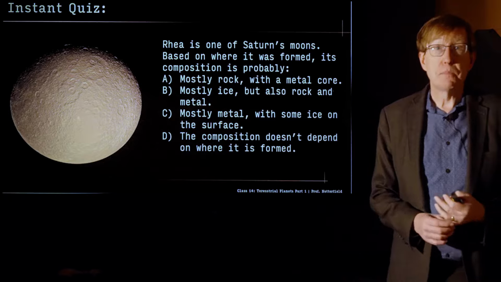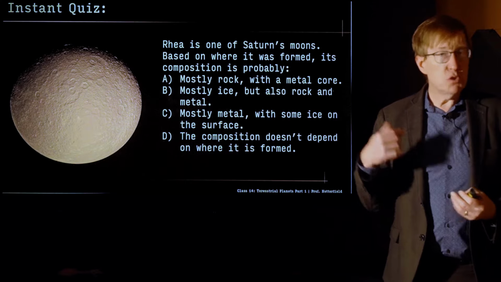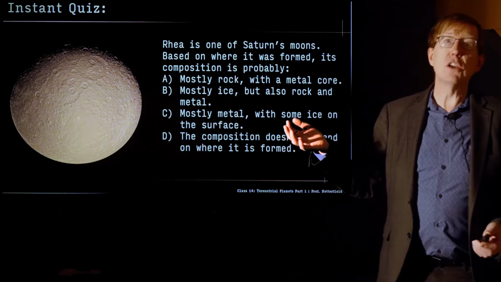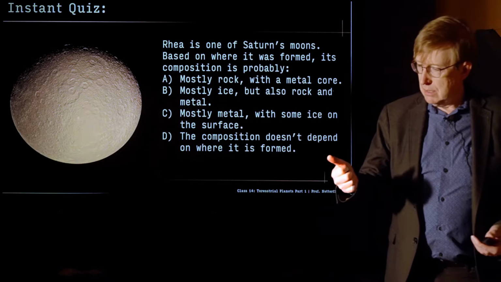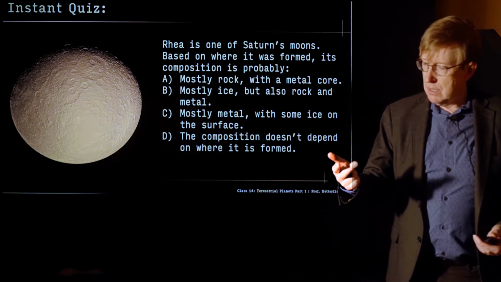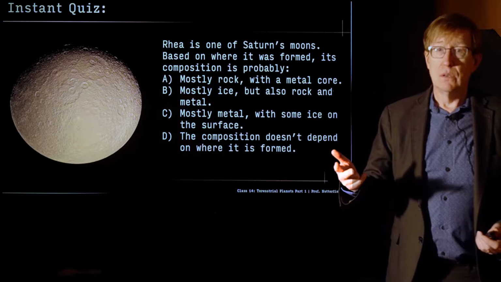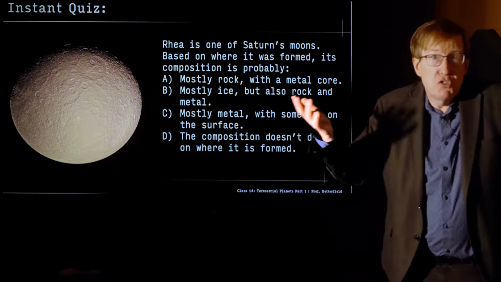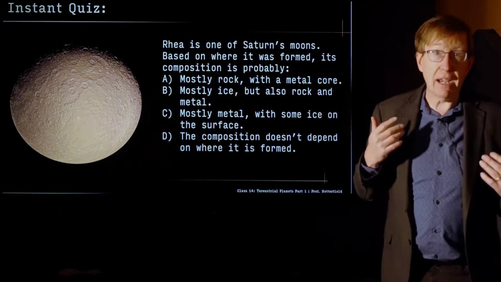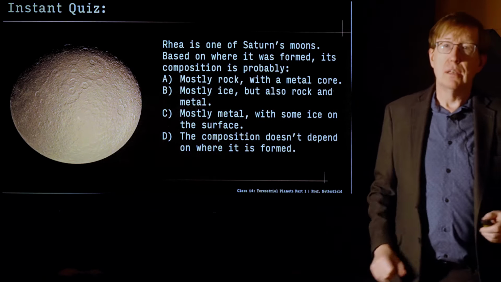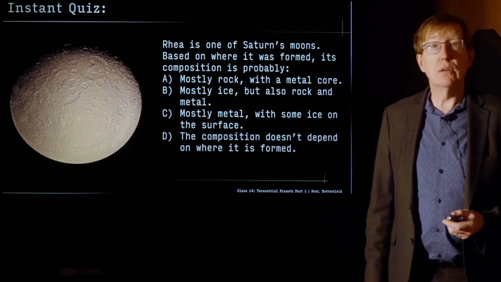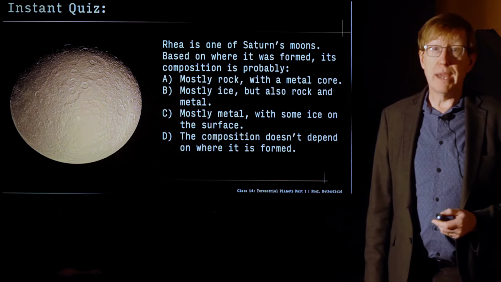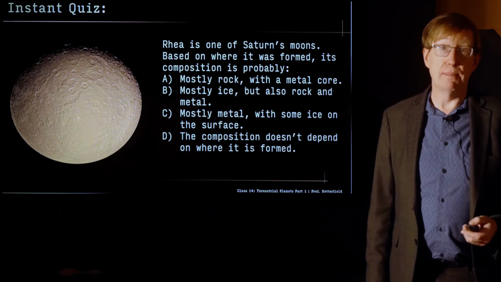Now let's reason it through. Rhea is one of Saturn's moons. Saturn is one of the Jovian planets, which exists outside the frost line. Now outside the frost line, what can you make planets out of? Well, metal, rock, and ice. So it's going to be made from metal, rock, and ice. What will it be mostly? Well, most of the material you can make it out of is ice. So we expect, just from where it was formed, that Rhea is mostly made of ices. And in fact, that is the case. So the answer for this instant quiz question is B. Rhea is mostly ice, but also with rock and metal.